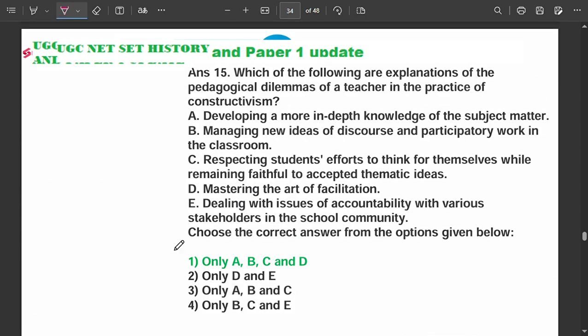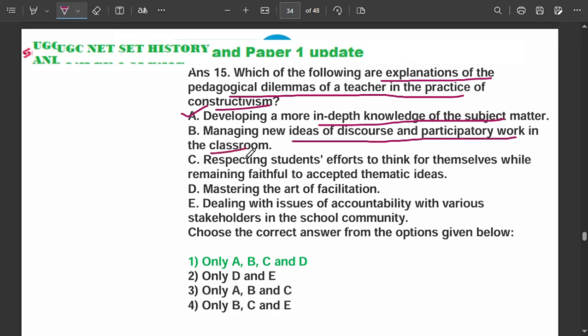Next, question number 15. Which of the following are explanations of the pedagogical dilemma of a teacher in the practice of constructivism? Developing more in-depth knowledge of the subject matter, this is correct. Managing new ideas of discourse and participatory work in the classroom, this is also correct. Respecting students' efforts to think for themselves while remaining faithful to the thematic ideas, this is also correct. Mastering the art of facilitation, this is also correct. So A, B, C, D was the correct answer. Dealing with the issue of accountability with various stakeholders and the school community is incorrect. So option number 1, A, B, C, D, was the correct answer.